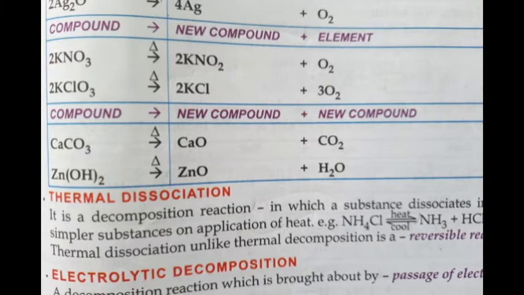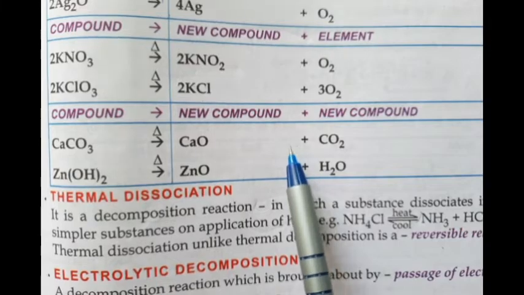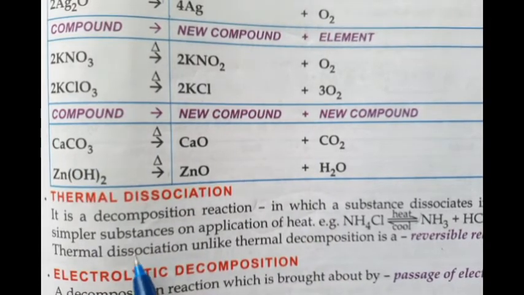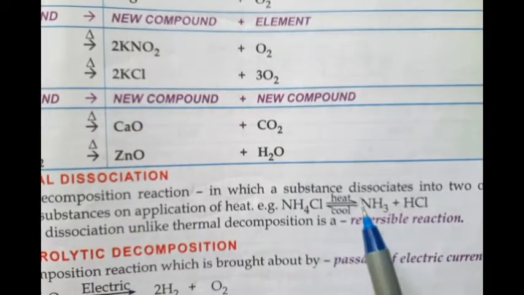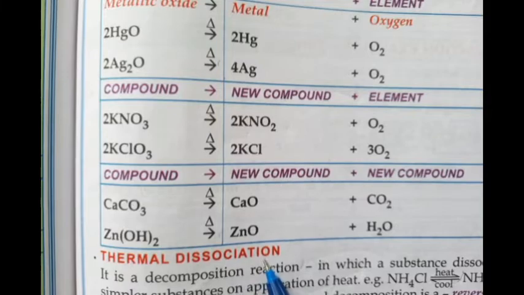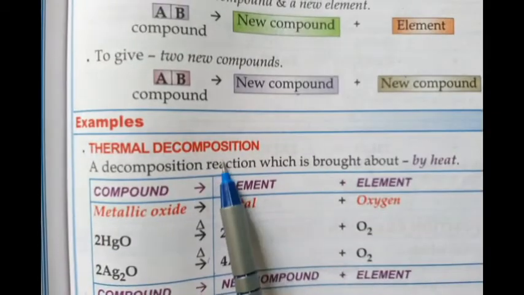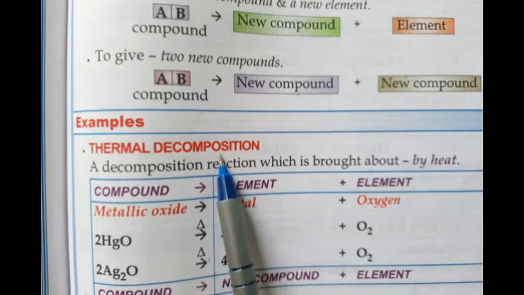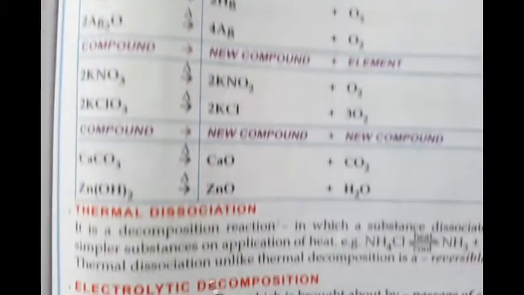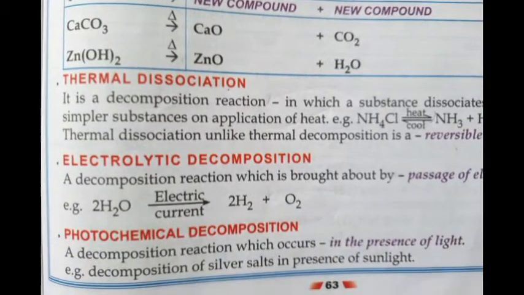In both, on heating, a compound will break down. But in decomposition it is irreversible. Once this compound is broken down, you will never get this compound back. Whereas in dissociation, once the compound is broken down, they may combine to give you this back, because it is reversible. Here the compound will break down on heating. In decomposition also the compound will break down on heating, but decomposition is irreversible, whereas dissociation is reversible. Now let us see another decomposition.